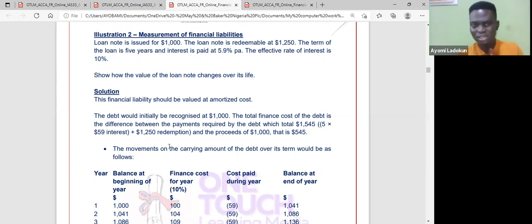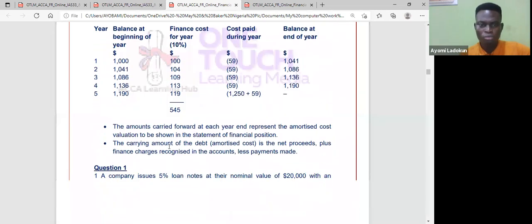Now, a loan note is issued for $1,000. The loan note is redeemable at 1,250. The term of the loan is 5 years, and the interest is paid at 5.9% per annum. The effective rate of interest is 10%. Show how the value of the loan notes changes over its life. So if I issue a loan note, I am collecting money. So that money I'm collecting under the loan note that I'm issuing is a liability, and that is a financial liability. Is that okay? So the first thing I do is to compute the fair value.